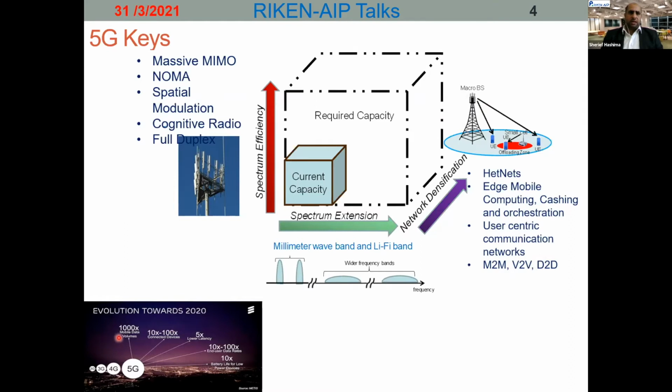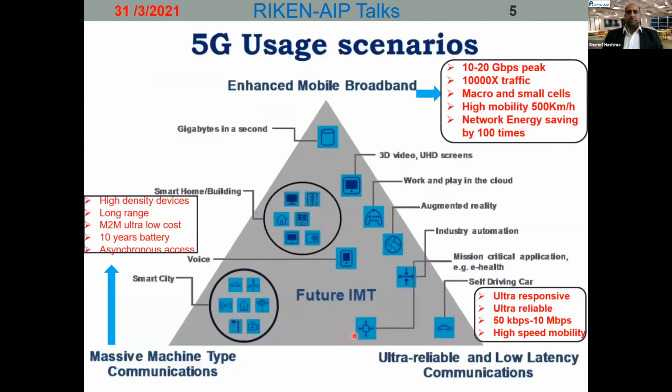So the evolution towards 2020 was to have 1,000-fold of mobile data, 10 to 100-fold of connected devices, 5-fold lower latency, and 10 to 100-fold end user data rates, and the power consumption of the batteries will be lower by 10 times.